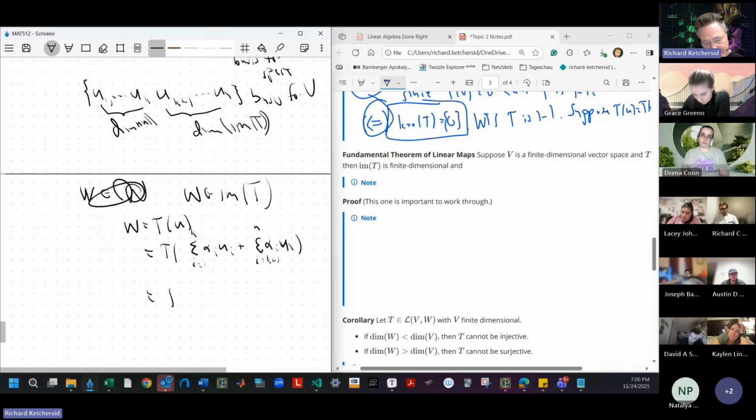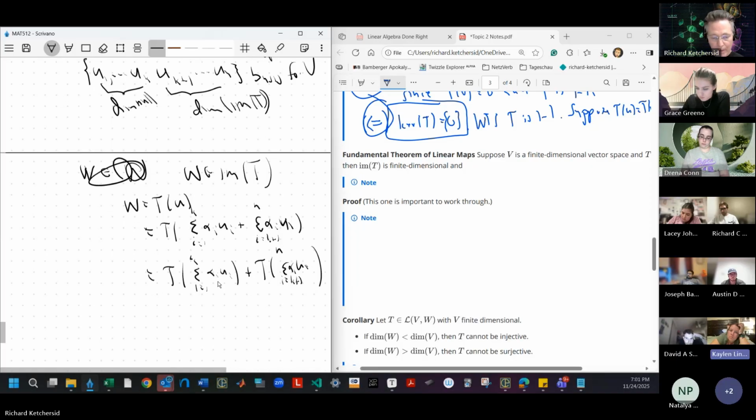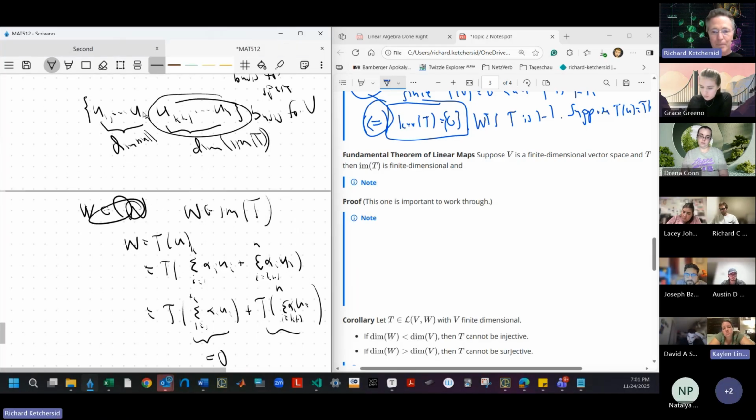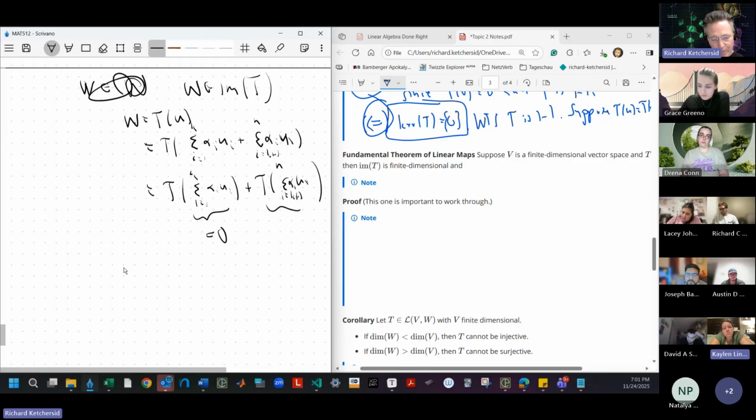Okay, but this is T of this part plus T of this part of alpha i u_i. But where is this? This is in the null space, so this is actually just 0. So what we actually get is that this W is an image of just this stuff here. So that stuff maps, right?